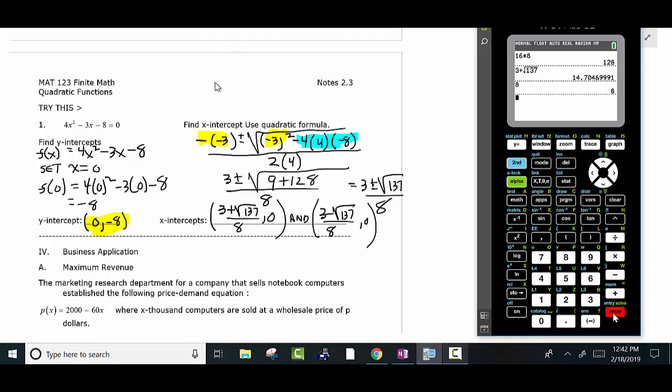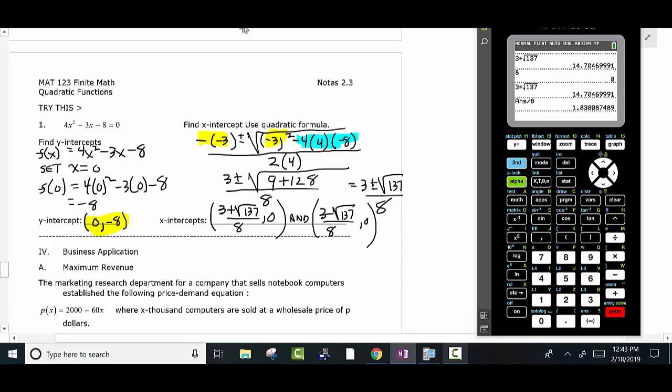I didn't do that right. It would go like this: 3 plus the square root of 137. That just gets the numerator. Now divide by 8. I must not have divided by 8 before. So this X-intercept would be approximately 1.830, like that.